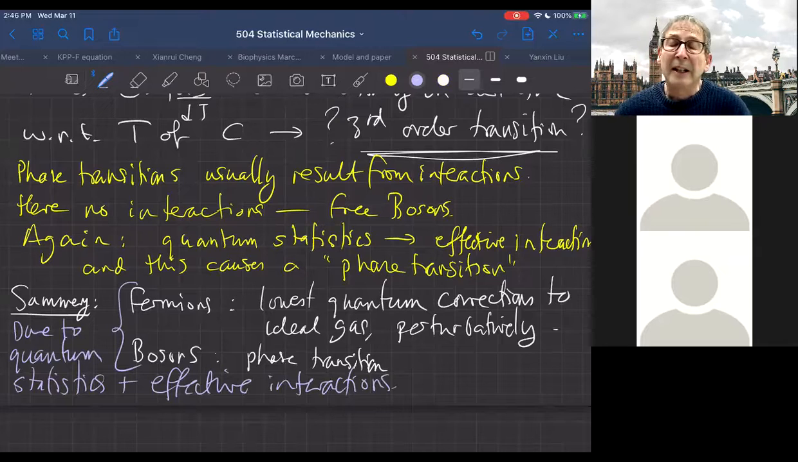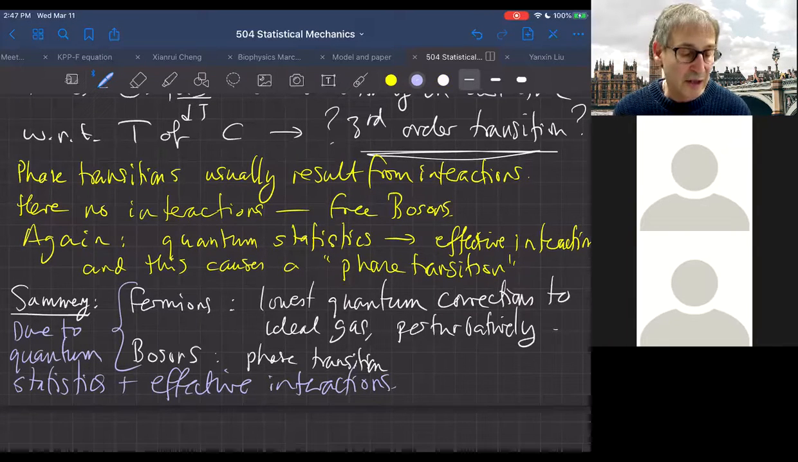So this idea that statistics can lead to interactions is one we've seen now in both of these examples that we've done. And also we've seen that interactions can have two different effects. One is a weak perturbative effect, which you can compute by perturbation theory, and it gives you a small correction to some other behavior, such as the classical behavior. The other thing interactions can do is they can actually lead to a qualitative change in the nature of the system, that is, cause a phase transition.